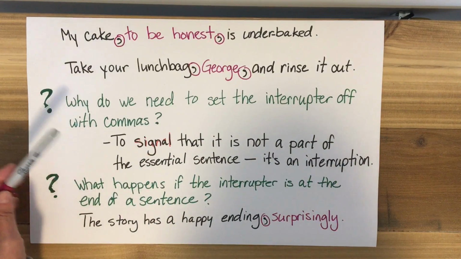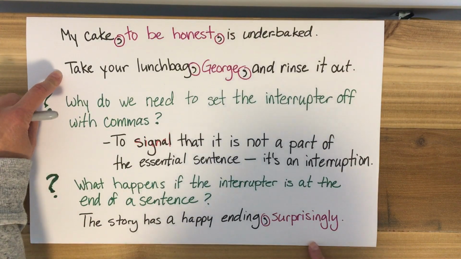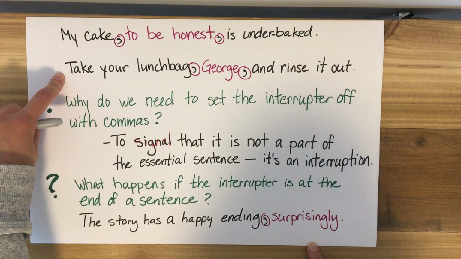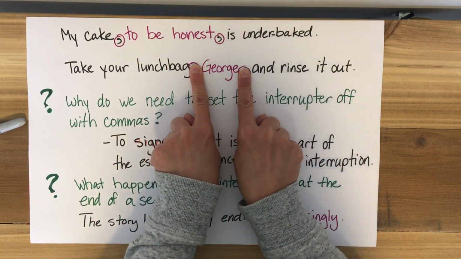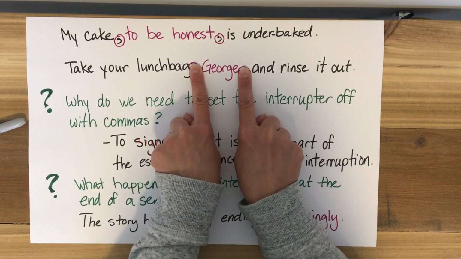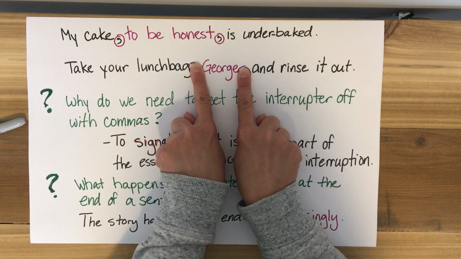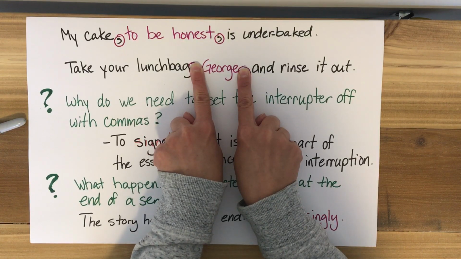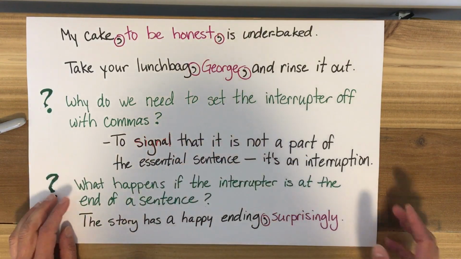Now, coming back, I just wanted to say, why do we need to set the interrupter off with commas? Well, if we take this one, I just noticed it's a good one, and we take the commas out, look what happens. If I say, take your lunch bag, George, and rinse it out. Is my lunch bag named George? Or is it called a lunch bag, George? What is that? I need to actually set it off with commas so that we can tell it's not part of the essential sentence and it's interrupting the sentence, because the real sentence is take your lunch bag and rinse it out. So I'm going to say take your lunch bag, section off George, section off, and rinse it out. All right.